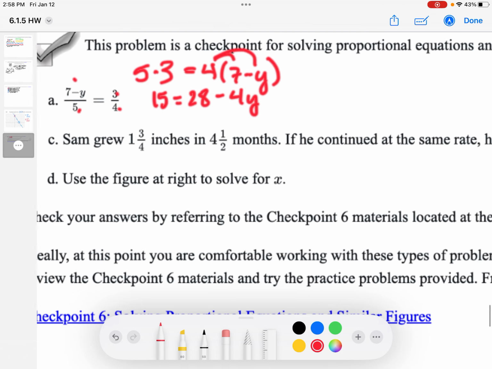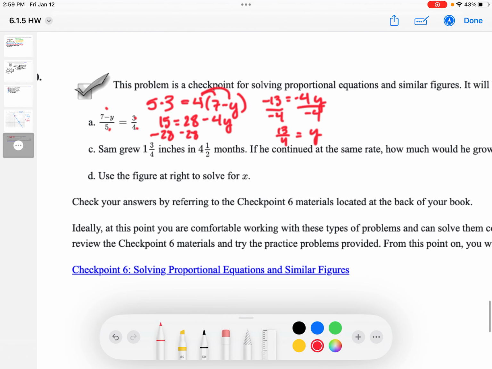And let's see, I'll subtract 28 from both sides. 15 minus 28 gives me a -13 equals -4y. And now I want to solve for y. I'll divide both sides by -4 to get that y equals +13/4.